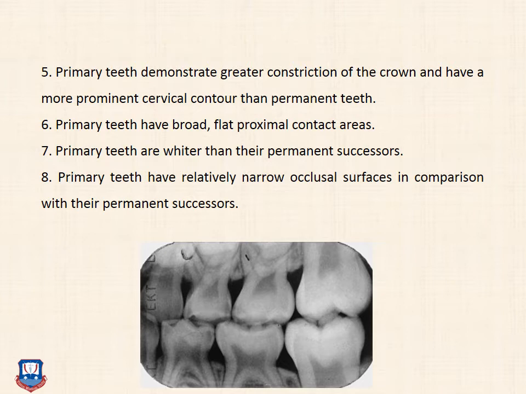The primary teeth are whiter than their permanent successors. The primary teeth have a relatively narrow occlusal surface in comparison to the permanent successor. This is another difference: the permanent teeth have a wider occlusal surface area compared to that of the primary teeth.